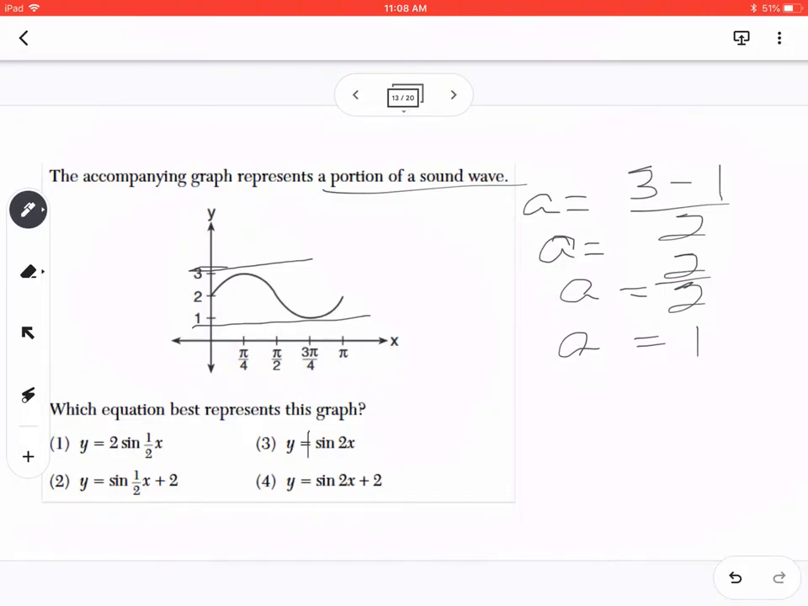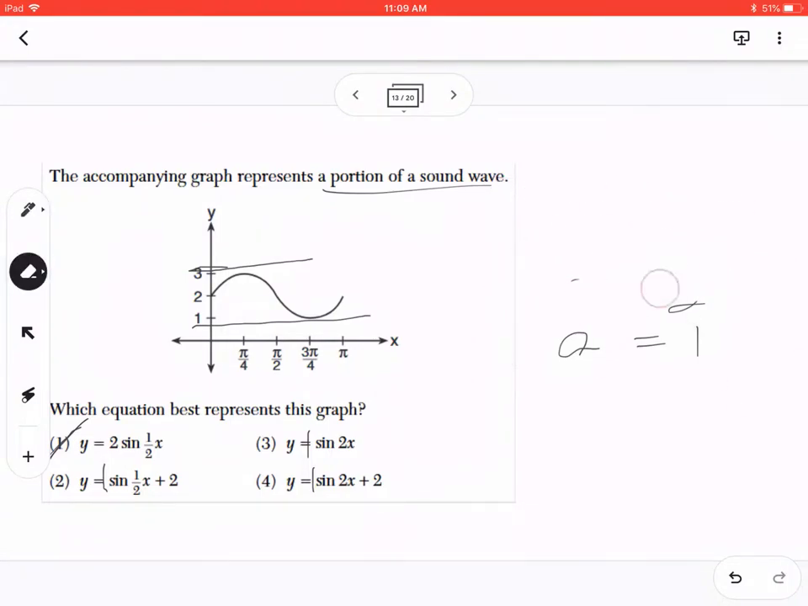Choice 3 has an amplitude of 1. Choice 4 has an amplitude of 1, because those are the numbers in front of the sine. Choice 2 also has an amplitude of 1. Choice 1 has an amplitude of 2, so we're going to take away that choice. I'm going to clear some space so we can look at the frequency and the period of the function.